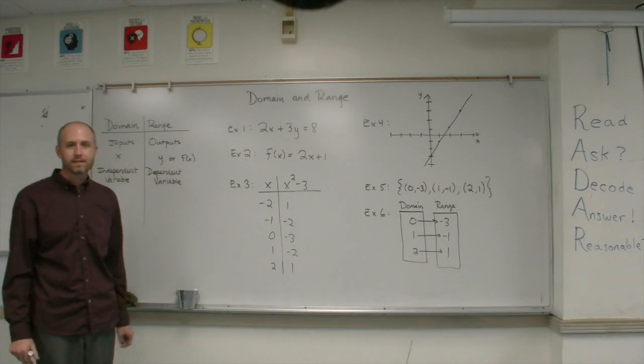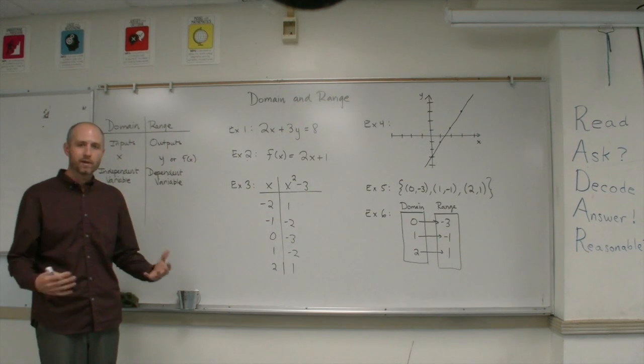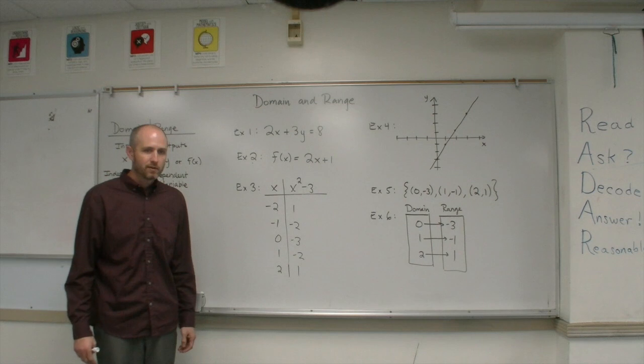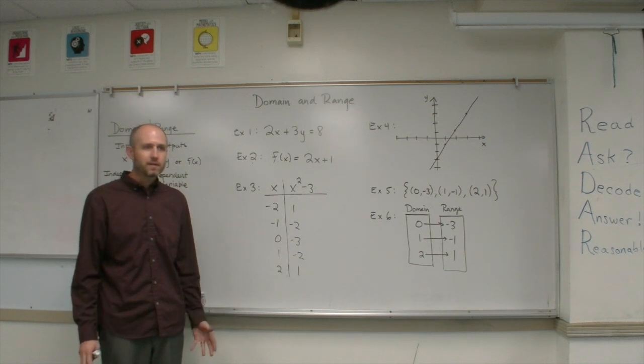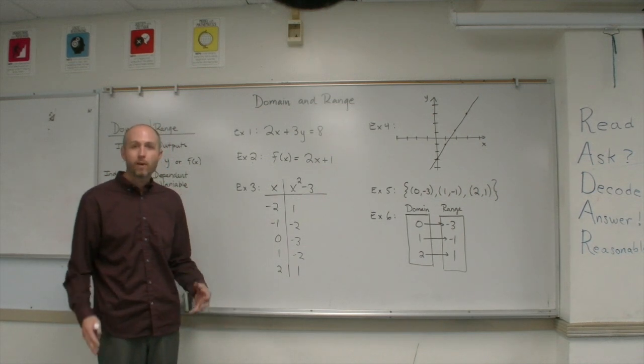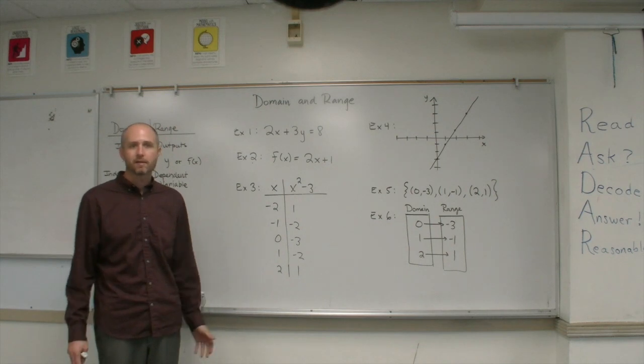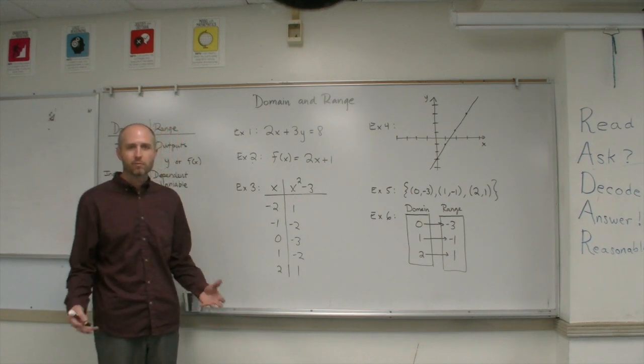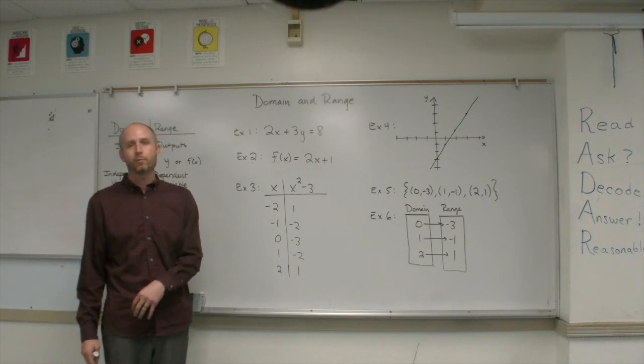Hey everybody, so today we're going to talk about domain and range. What does it mean? How do you find it? Okay, so first of all, I want you to realize that these two concepts of domain and range go by so many different names, and it can really make it confusing. But probably the most useful names for domain and range are inputs and outputs, respectively.